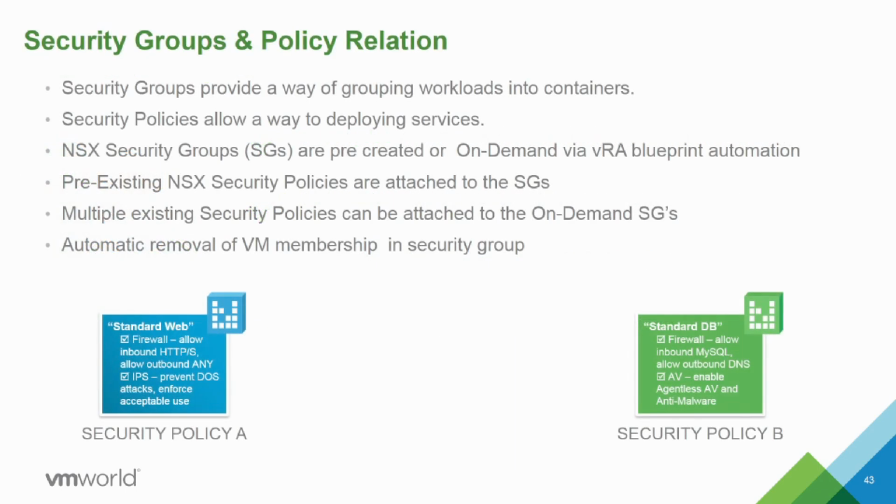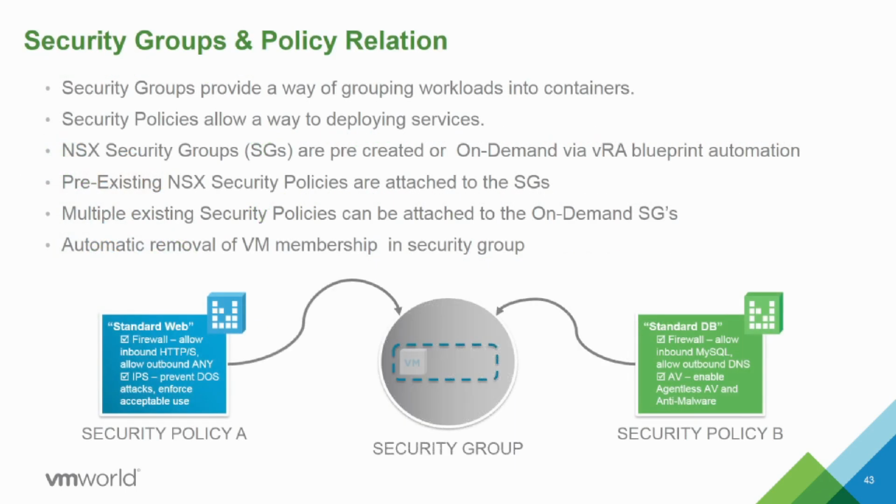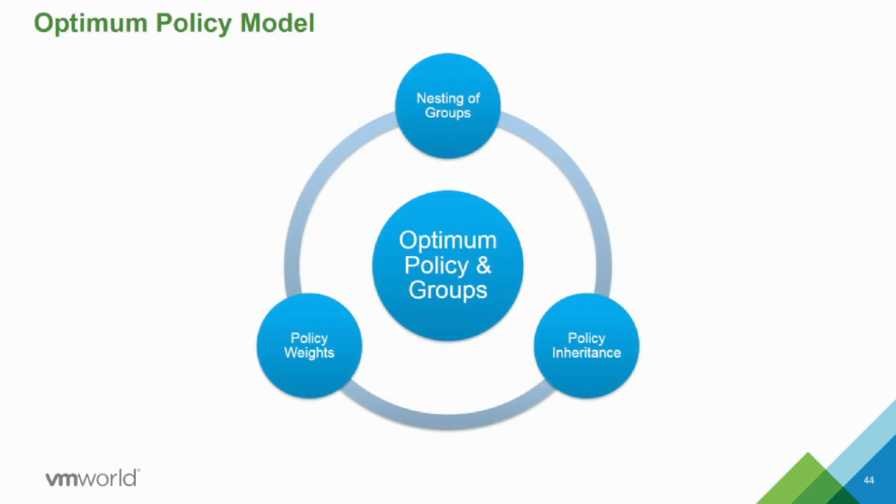So the idea is that you can have a security group that participates in 2 different policies. So you can change this policy and change policy B and still impact the enforceability on the virtual machine. So naturally, the question is what do you do with policy weight, policy inheritance, and nesting of groups? Because these are the 3 things.